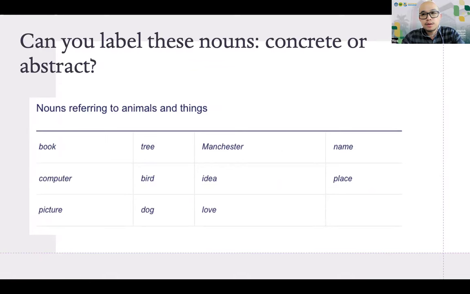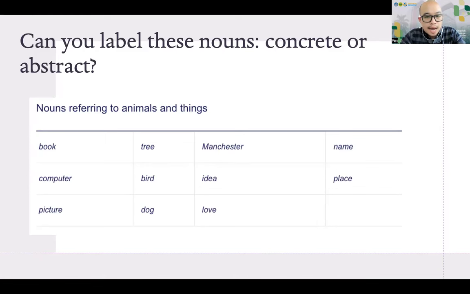Now I have several examples of nouns like book, computer, picture, tree, bird, dog, Manchester, idea, love, name, and place. So can you label these nouns concrete or abstract? So we can agree that book, computer, picture, tree, bird, dog are examples of nouns that are concrete because we can see them, we can touch them.